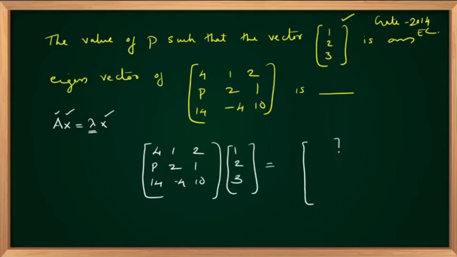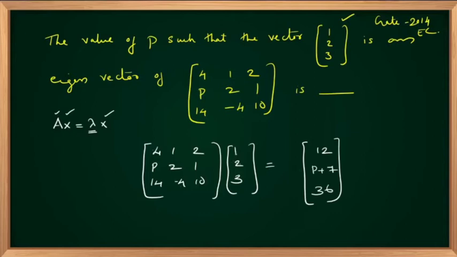So I'm going to multiply 4 into 1, 4, 4 plus 2, 2, 2 plus 4 plus 2, 6, 6 plus 6, 12 will be the first value. P into 1, P plus 4 plus 3. So this will be P plus 7, right? Next will be 14 minus 8, 6 plus 30. So 36. Now I am going to compare this vector and this vector.